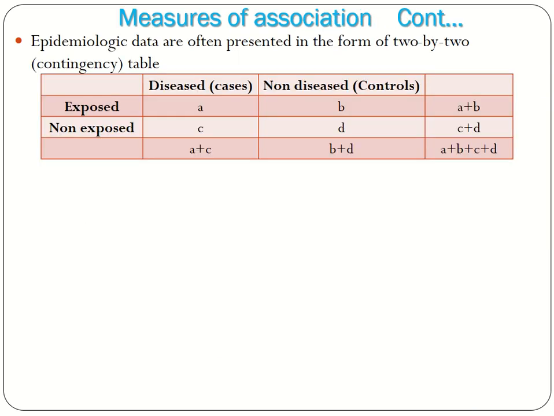When we talk about measures of association, each and every epidemiologic data has to be presented in a table form, in a 2x2 or contingency table form.